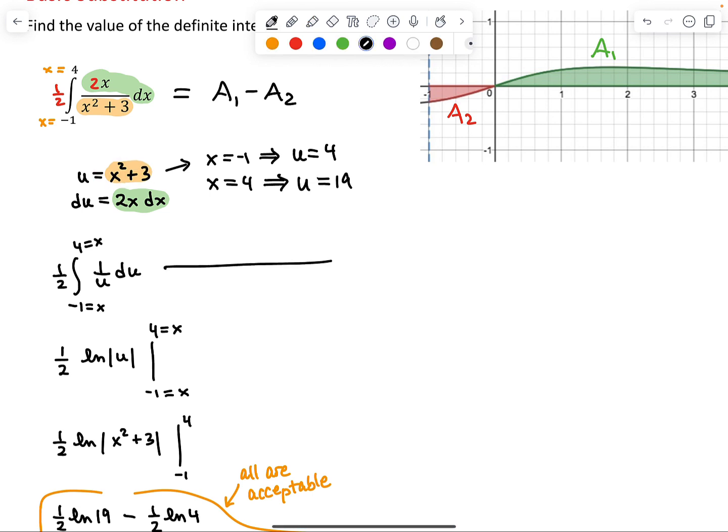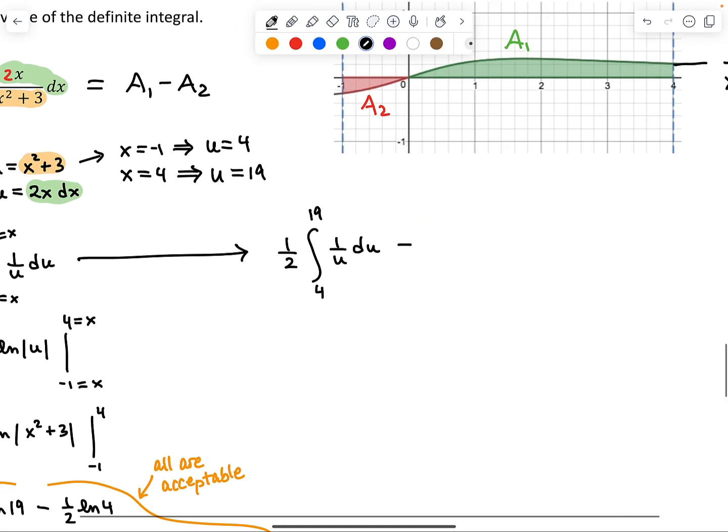Which means from here, we can also change the limits of integration. So I have a 1/2, and the lower limit becomes a u coordinate of 4, and the upper limit becomes a u coordinate of 19. Now the default assumption is that whatever number here should be a u-coordinate, and whatever number here should also be a u-coordinate. And since they are, I don't need to bother specifying that these are u-coordinates. I can just leave that off because that's the default assumption anyway.